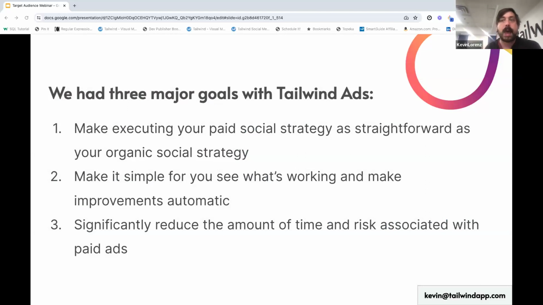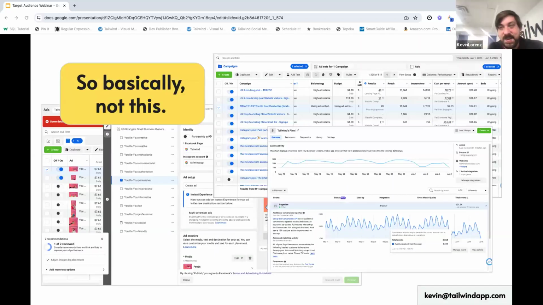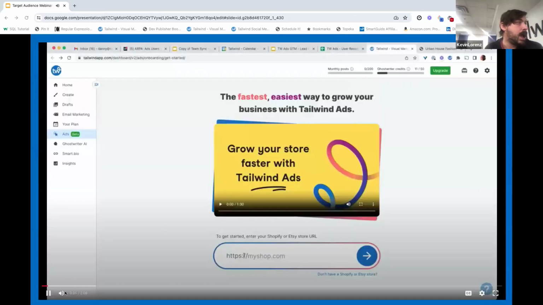And then we ultimately wanted to significantly reduce the amount of time it took just to get started and figure out what a good ad strategy might be for your business, and lower the financial risk associated with it by optimizing how your budget is ultimately allocated to your different ads. So, long and short, if you've used Facebook ads before, we're trying to veer as far away as possible from something like this. Instead, let me play this video here.